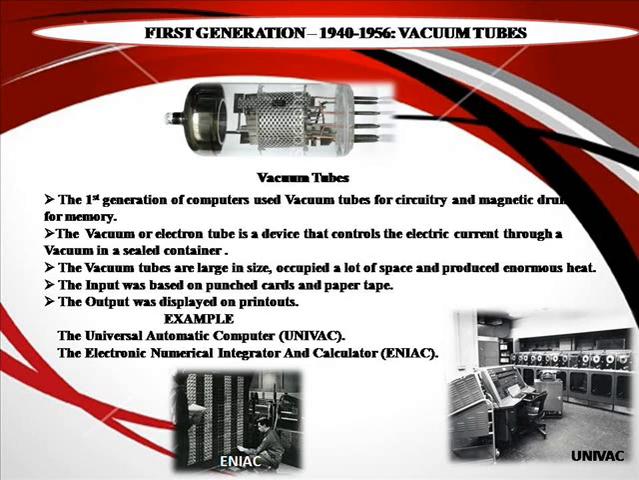First generation, 1940 to 1956, vacuum tubes. The first generation of computers used vacuum tubes for circuitry and magnetic drums for memory. The vacuum or electron tube is a device that controls the electric current through a vacuum in a sealed container. The vacuum tubes were large in size, occupied a lot of space and produced enormous heat. The input was based on punched cards and paper tape. The output was displayed on printouts. Examples: the Universal Automatic Computer and the Electronic Numerical Integrator and Calculator.